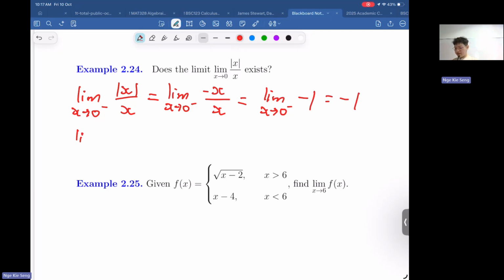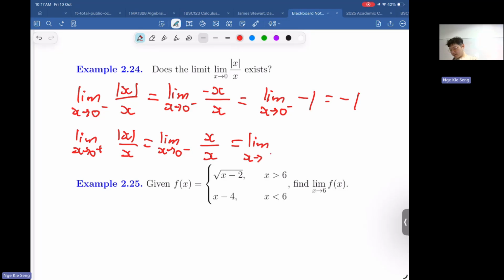Okay, how about from the other side? Due to the piecewise definition of absolute x, it is just x on that side. So on that side, you are just computing the limit of the constant function 1, which is 1. So these two are not equal. So the limit doesn't exist.